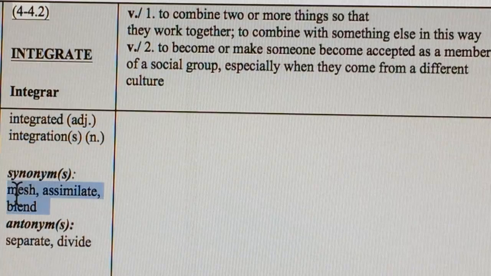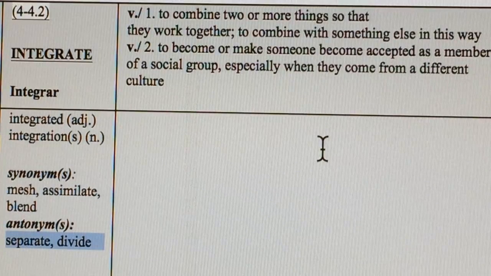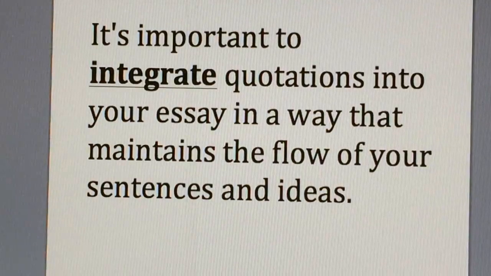We have 3 synonyms for you: mesh, assimilate, and blend. And again, the connotation with integrate is positive. When you combine things, it's to make sure things work together well. Or if you're integrating into a social group, that it's a good thing. The antonyms are separate or divide. So that is your Level 2 academic word of the day.